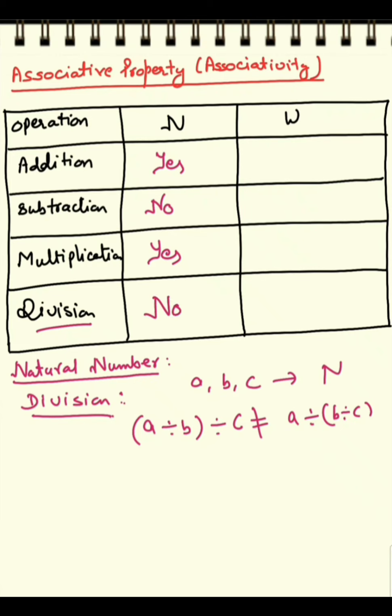And similarly for whole numbers also we'll get the same result as the natural numbers. So the addition of whole numbers is associative. So we can write here yes. The subtraction of whole numbers is not associative. We can write here no. Same, the multiplication of whole numbers is associative. We'll write here yes. And the division of whole numbers is also not associative. So we can write here no.